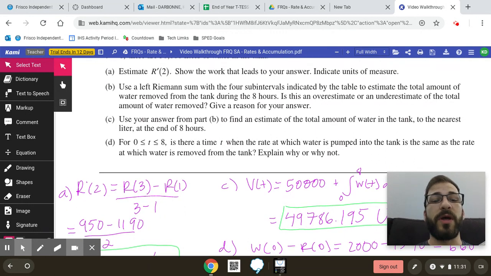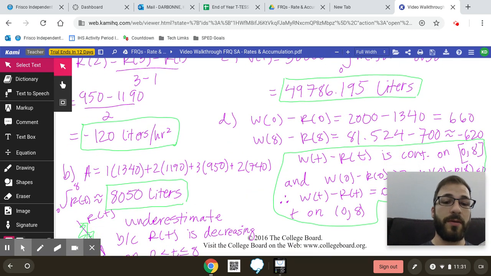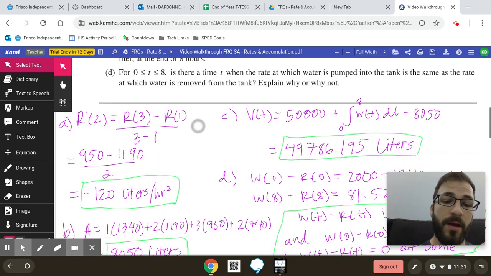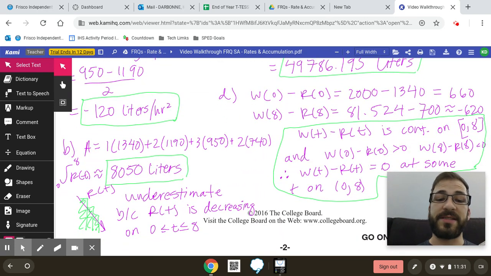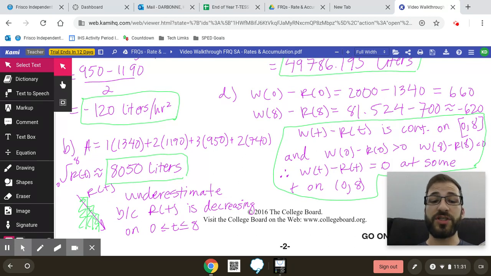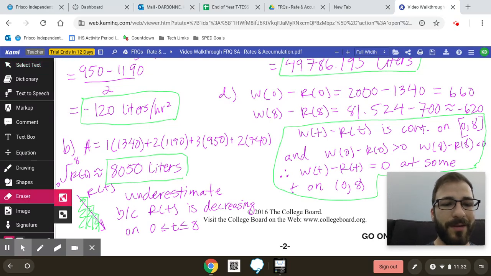For part B, we wanted to use a left Riemann sum using the subintervals indicated by the table. So we made the 4 subintervals indicated in the table, and we multiplied by the left value for a left Riemann sum. Then once we found that, they asked us to determine if it's an over or underestimate. We determined it's an underestimate because our function R of t is decreasing in values. It goes from 1340 down to 700. So it's decreasing the whole time, which means our left little rectangles are going to be above, which means it's, oh, why did I write underestimate? I'm crazy. Overestimate. Sorry.